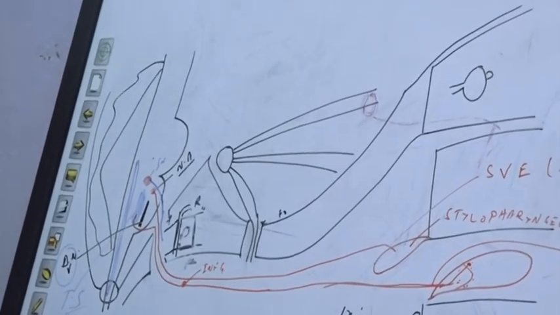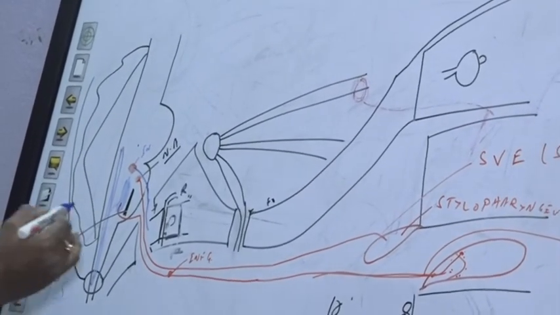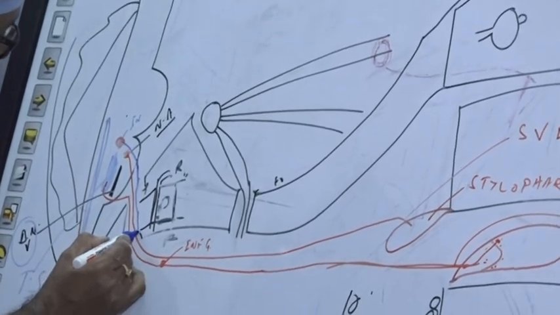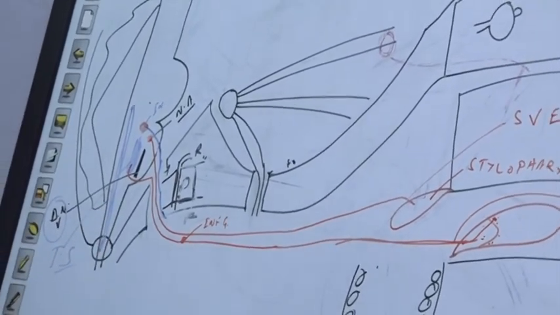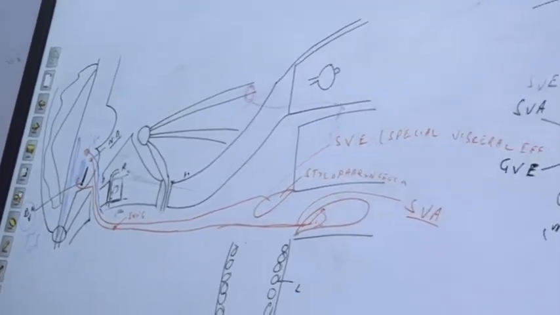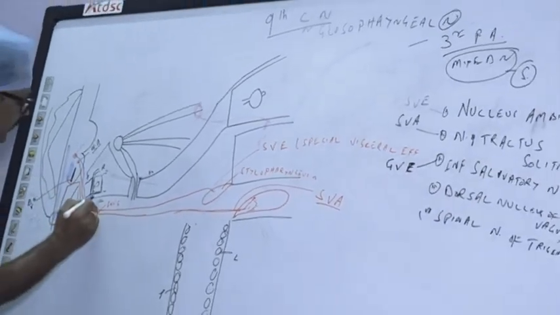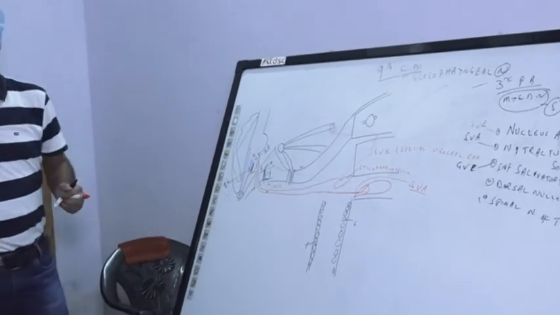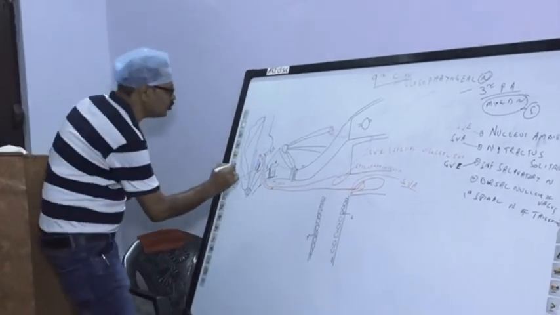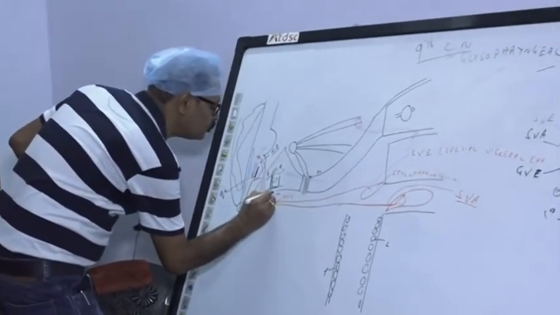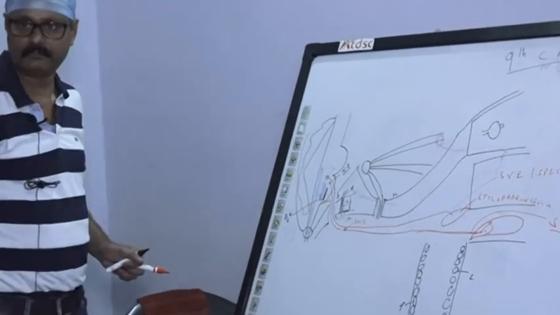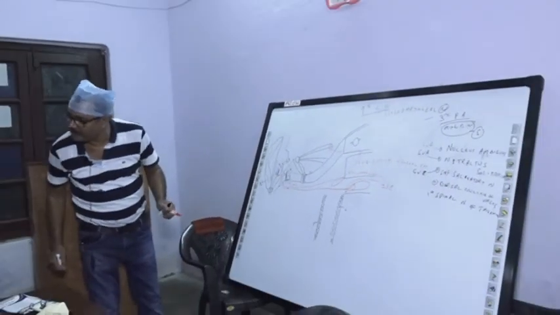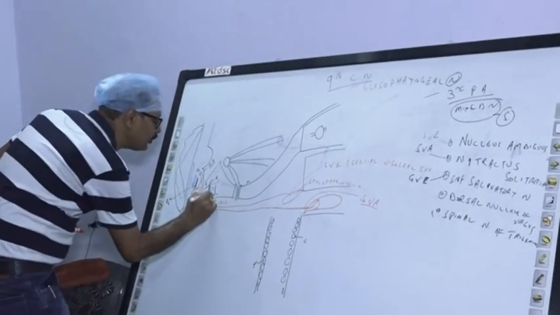It reaches the jugular foramen. Now, just after it comes out from the jugular foramen, there is a canaliculus over here, known as the tympanic canaliculus. So it will pass through the tympanic canaliculus and reach up to the parotid.